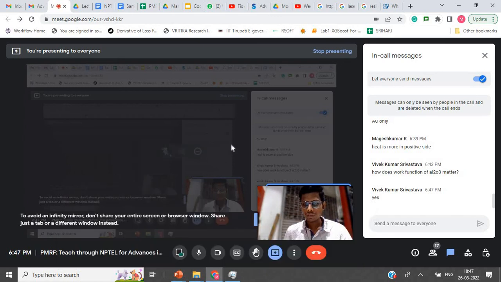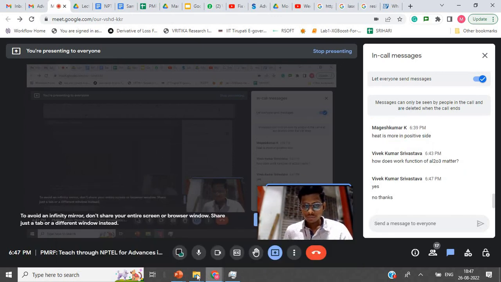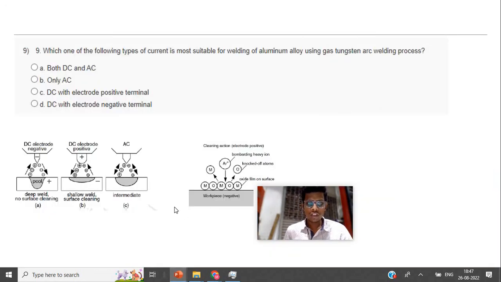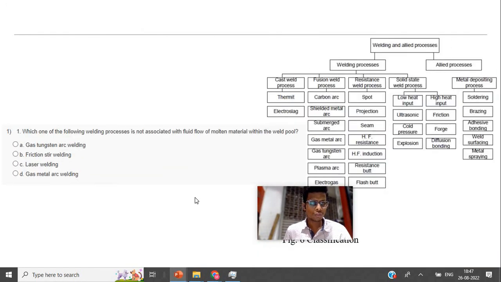Whenever you are solving a problem, suppose you are solving this question, first you need to analyze which process it comes from, like fusion welding or solid state welding. Then you can easily answer the question. That's why I kept this slide of the classification of processes. Gas tungsten arc welding, gas metal arc welding, and laser welding come under fusion welding. So melting will be happening, and fluid flow will obviously be there.